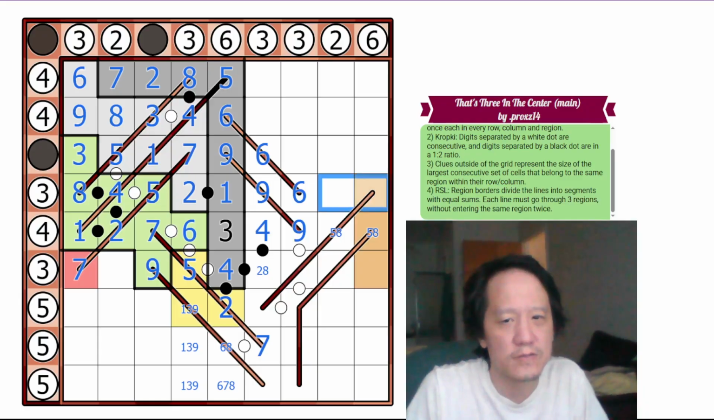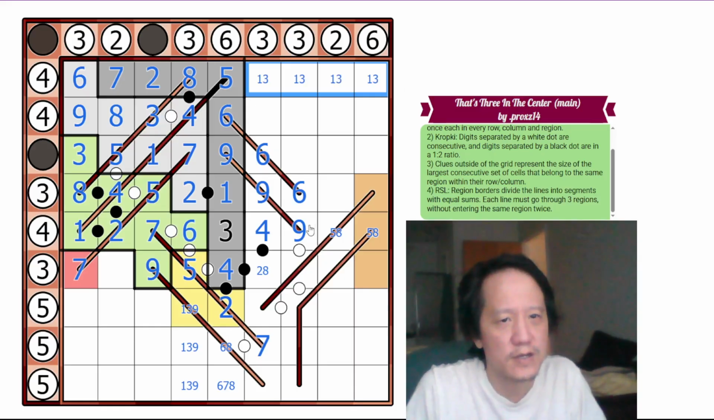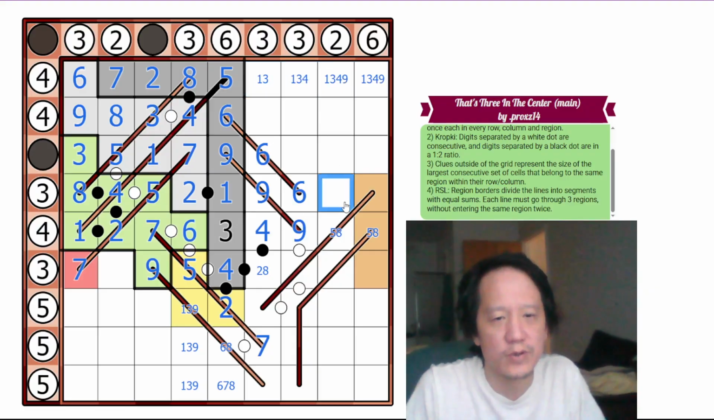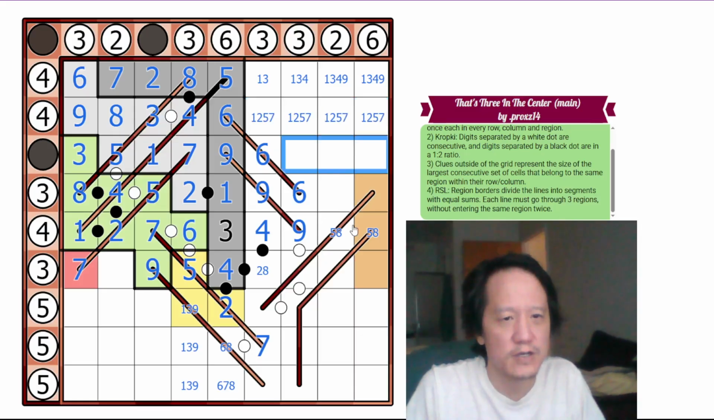Remaining digits in row 1 are 1, 3, 4, 9. 4 and 9 cannot be here. 9 cannot be here. Remaining digits in row 2 are 1, 2, 5, and 7. That's fine. Remaining digits in row 3 are 2, 4, and 8. That's fine. Remaining digits in row 4 are 3 and 7.